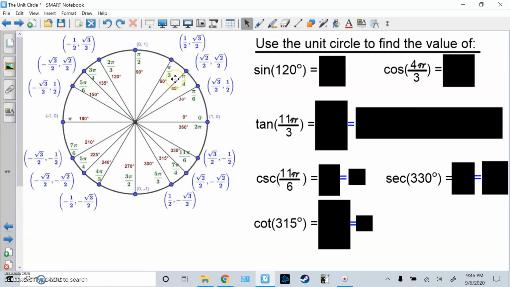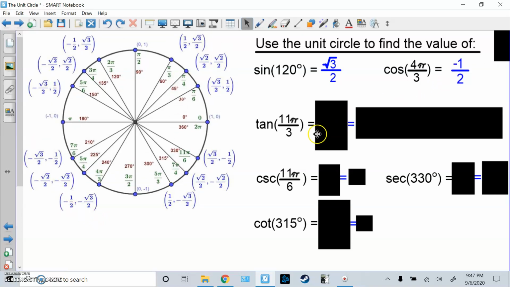Alright, so use the unit circle to find the values of each of these. Sine of 120. So 120 is right here. Sine is the y value, so I'm going to use root 3 over 2. Simple check. Cosine of 4 pi over 3. So I'm looking for 4 pi over 3, which is right here. Cosine is the x value, so it's going to be adjacent. So it's going to be negative 1/2.